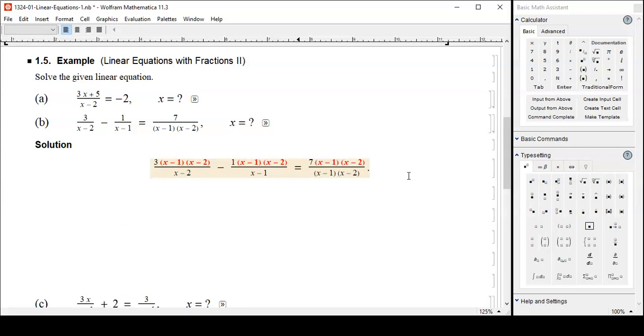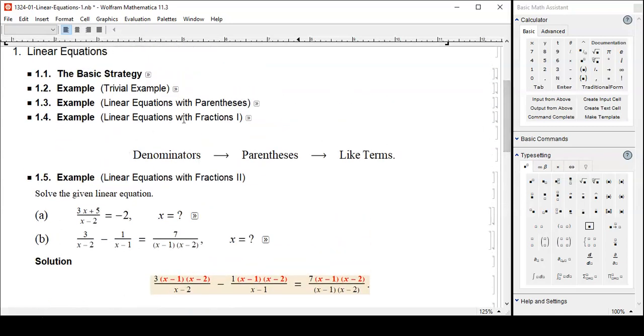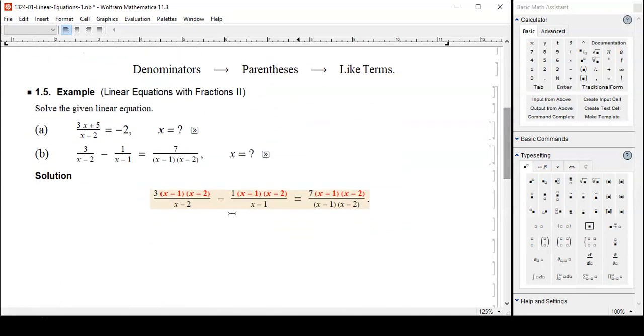And then don't even think about foiling out the numerator. It's going to create a mess. Remember the purpose of all this. Step 1, we have to remove the denominator. Parentheses can wait. So how do you remove this denominator, x minus 2? Well, this x minus 2 divided by x minus 2, that's gone, and what's left is 3 times x minus 1.